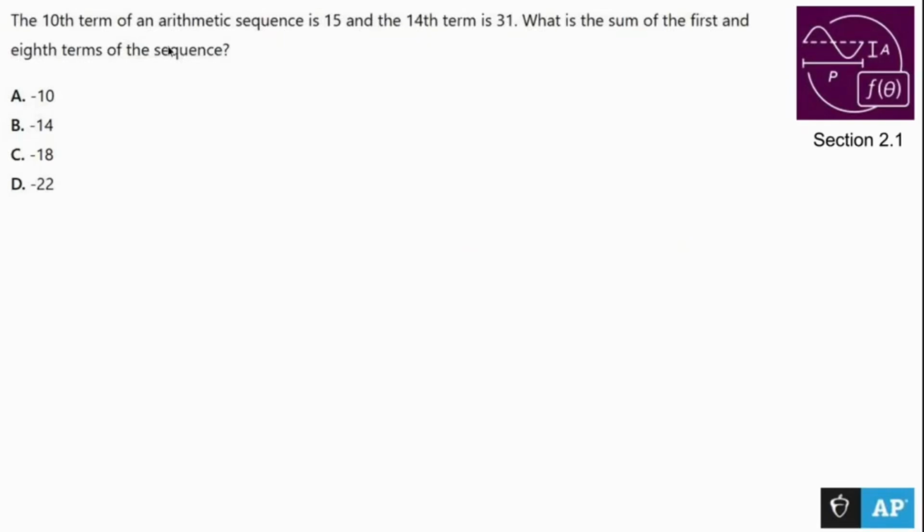The 10th term of an arithmetic sequence is 15, and the 14th term is 31. What is the sum of the first and 8th terms of the sequence?